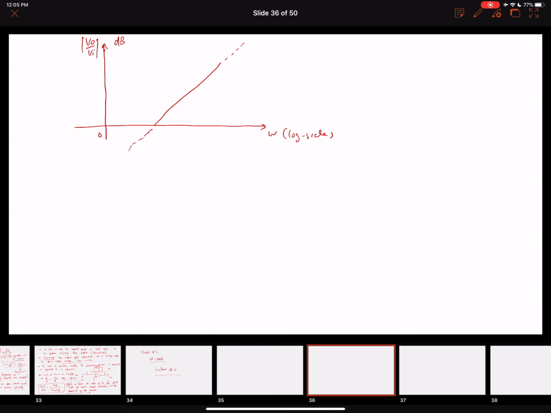So what we see over here is our magnitude response equals omega CR. At omega equals 1 over CR, when we put omega equals 1 over CR, our V naught over Vi becomes 1, and 20 log of 1 becomes 0. So that is why this intersection with the omega line, the magnitude response over here is 0, and the frequency is 1 over CR.